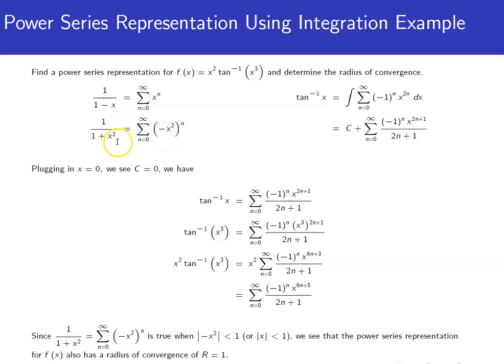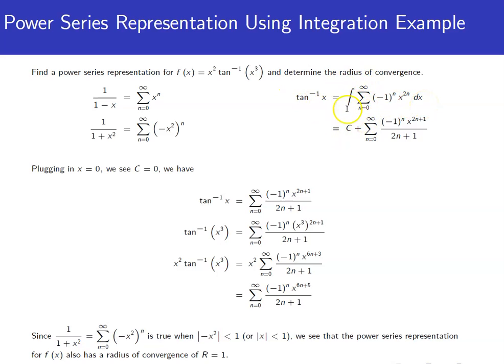Why did I go to 1 over 1 plus x squared? Well, I recognize 1 over 1 plus x squared as the derivative of inverse tangent of x. So if I integrate 1 over 1 plus x squared, we'll get inverse tangent of x. All right, so this is negative 1 to the n, x to the 2n. So I need to integrate that series to get inverse tangent.